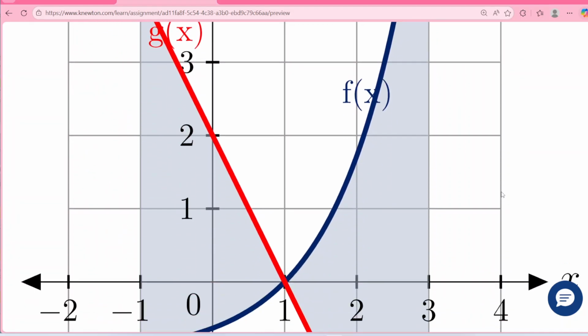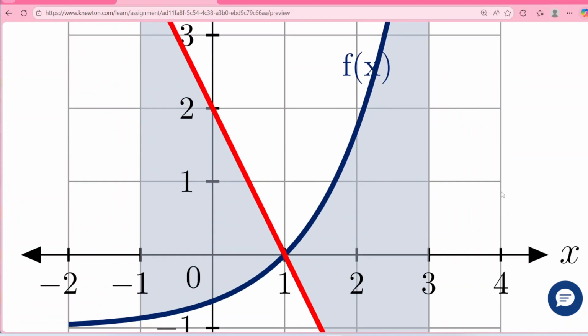So you see the drawing, see how g is on top and f is on bottom to the left of 1, but then f is on top, g is on bottom to the right of 1.